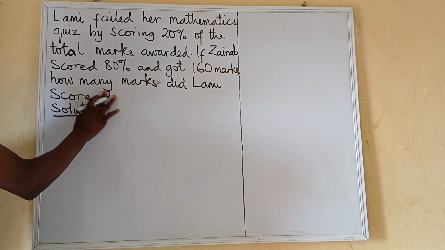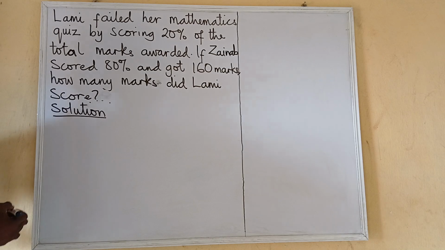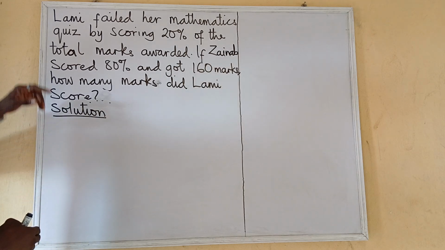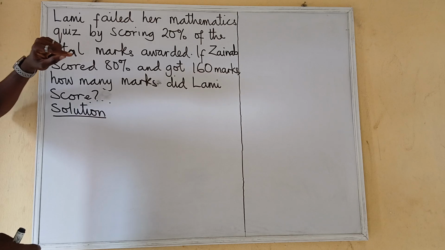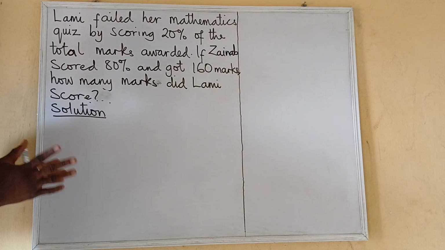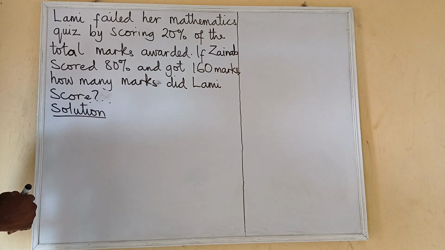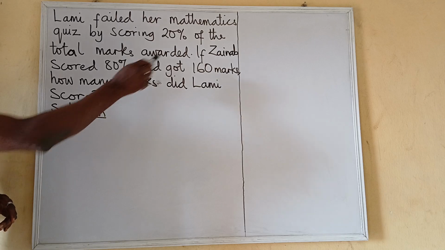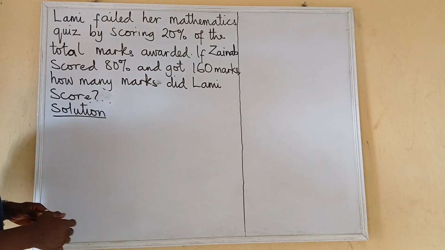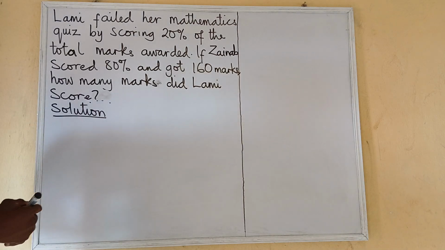Okay, now let's solve this. We must answer it correctly: how many marks did Lami score? This one is a word problem. We are concerned with percentage. They ask us to find what Lami scored if she scored 20% of the total score. But they did not tell us the total score. But they give us what we can use to find the total score, and that is that Zainab scored 80% of the total score, which is 160. So we'll start from there to find the total score first.